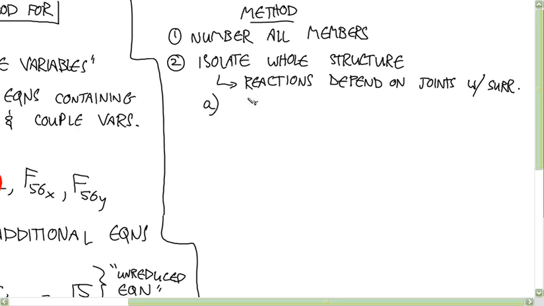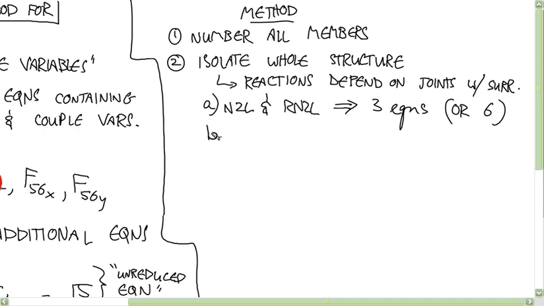Then apply Newton's second law and the rotational Newton's second law, and that gives you three equations. If it's a 3D problem, everything's the same. It just gives you six equations, and you're just going to most likely have more variables you have to deal with. And second, list the equations and list the variables.